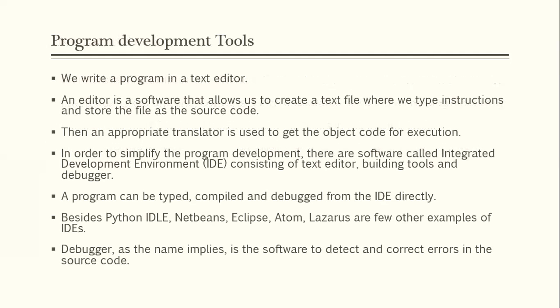Program development tools. We write programs in a text editor. An editor is software that allows us to create a text file where we type instructions and store the file as the source code. Then, an appropriate translator is used to get the object code for execution.